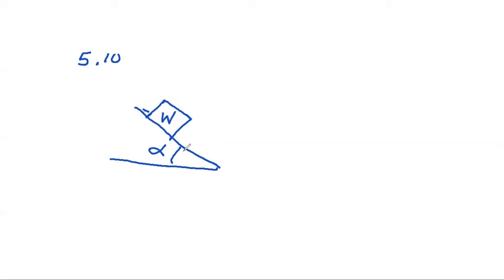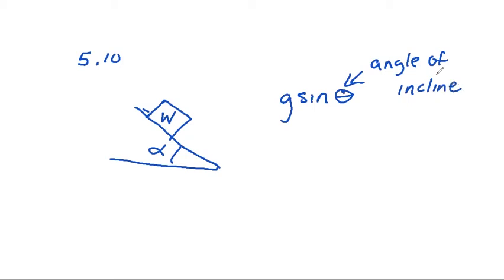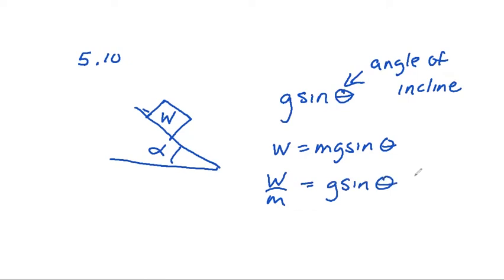What is its acceleration? Well, from that other problem, we know that the acceleration on an incline is always g sine theta, where theta is the angle of incline. So we have the weight component equals mg sine theta, so the acceleration is that over m. It's going to be equal to g sine theta. On that incline, you guys, always g sine theta.